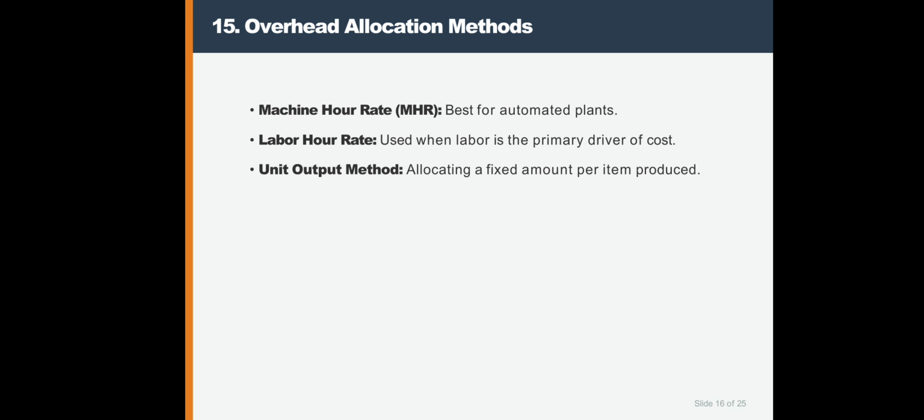Overhead allocation methods also include these types. Machine hour rate, that is MHR, best for automated plants. Labor hour rate, used when labor is the primary driver of cost. Unit output method means allocating a fixed amount per item produced. These are the other three different overhead allocation methods: machine hour rate, labor hour rate, and unit output method.